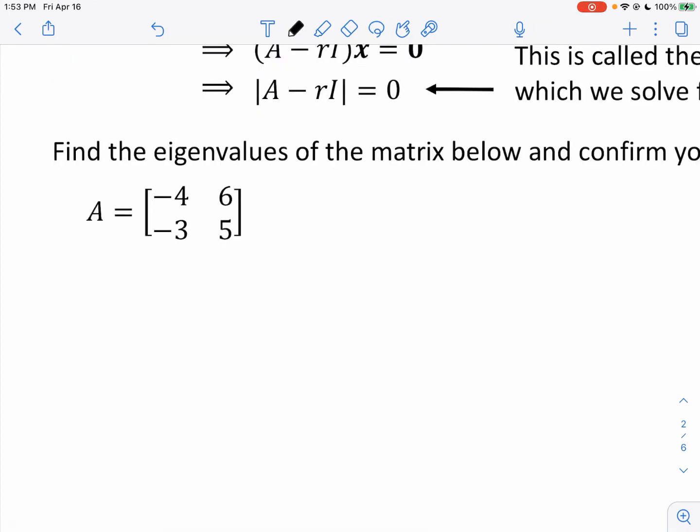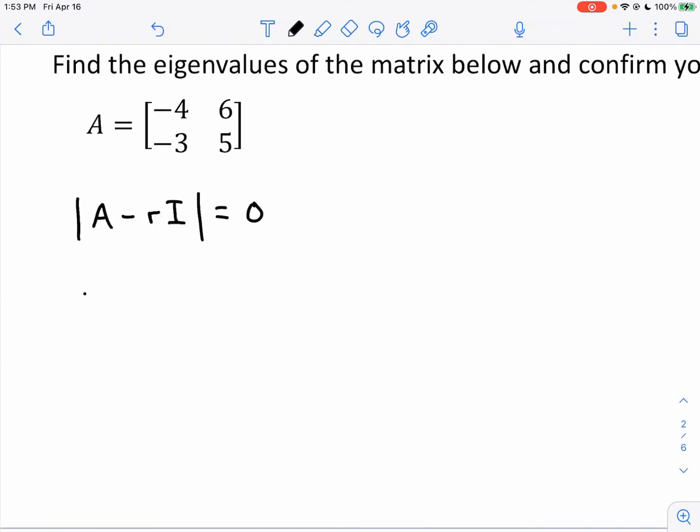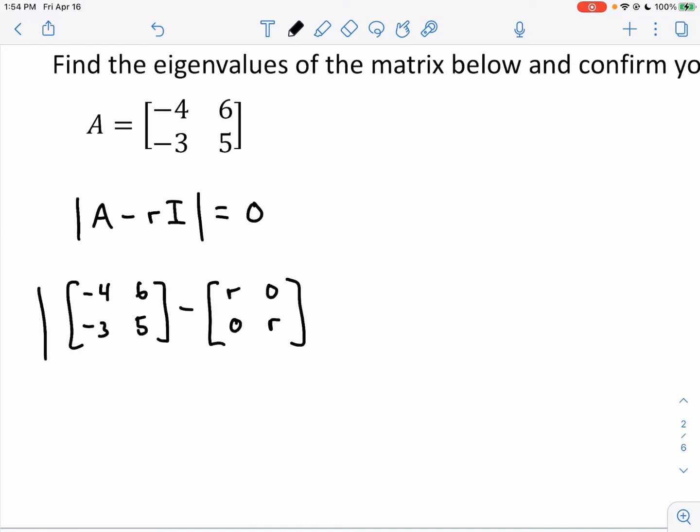Okay, what we do is we begin by setting up the determinant of A minus r times the equivalent sized identity matrix, and set this equal to 0. And this is a scalar 0, not a vector 0. So A is the matrix -4, -3, 6, 5. From that, we are going to subtract rI of the same size. And rI looks like r, 0, 0, r. Then we're going to find the determinant of that and set that equal to 0.